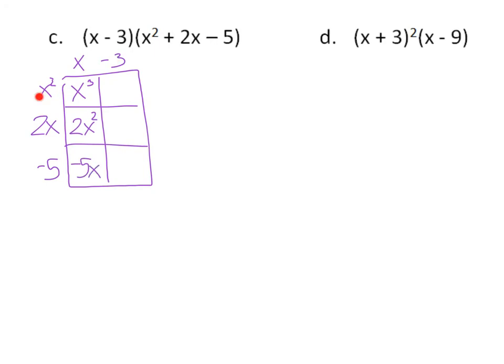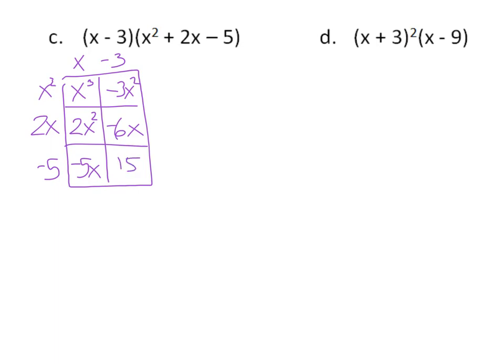Up here, negative 3 times x squared is negative 3x squared. Then we've got negative 6x here. Negative 3 times 2x is negative 6x. And lastly, negative 3 times negative 5 is positive 15.